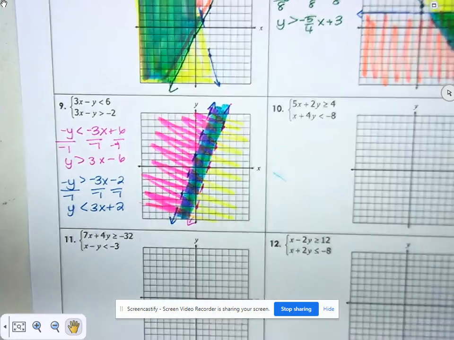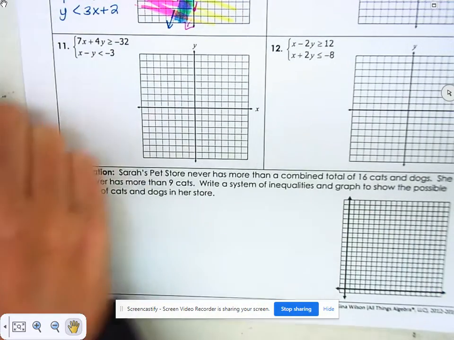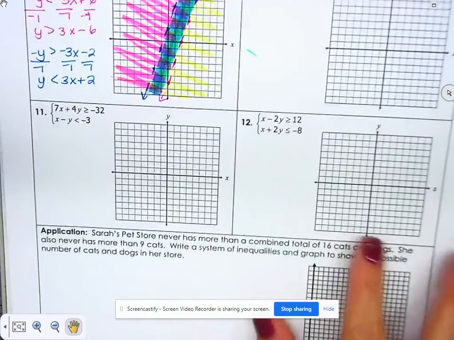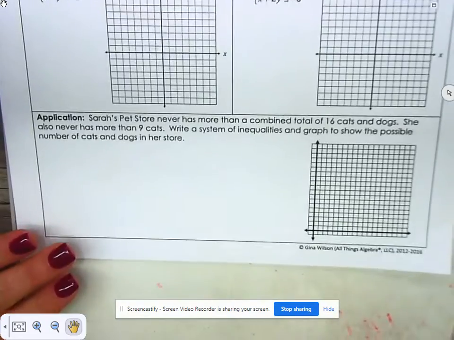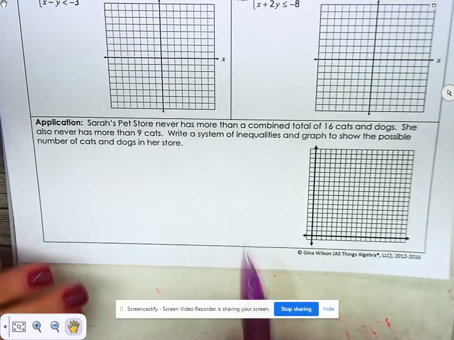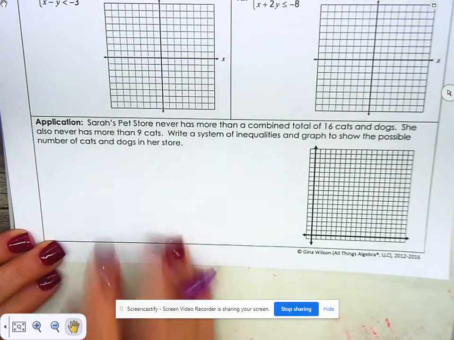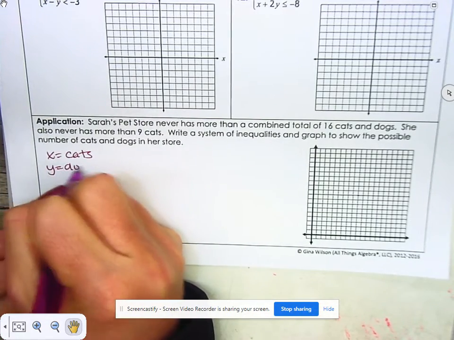All right, so I'm going to skip 10, 11, 12. We're going to jump down here to the word problem. We're going to get into this more in our next lesson, so this is just kind of an initial introduction into it. All right, so Sarah's pet store never has more than a combined total of 16 cats and dogs. Okay, so we're going to start. X is going to be our cats. Y is going to be our dogs.